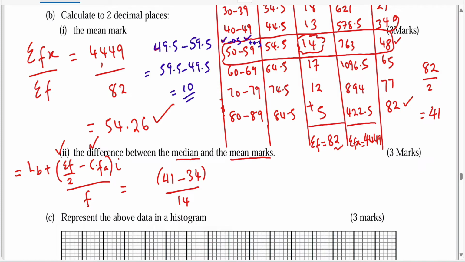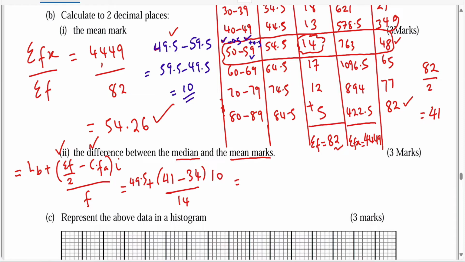So the simplest way is to take the last two numbers, for example 59 minus 49 will be 10. But don't take 59 minus 50, it will give you a wrong class interval. So your class interval is times 10, plus your lower boundary, which is 49.5. Okay, so 49.5 is your lower boundary.